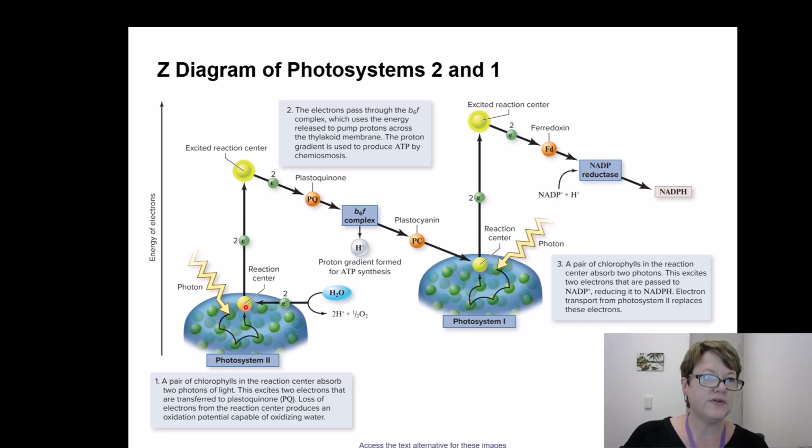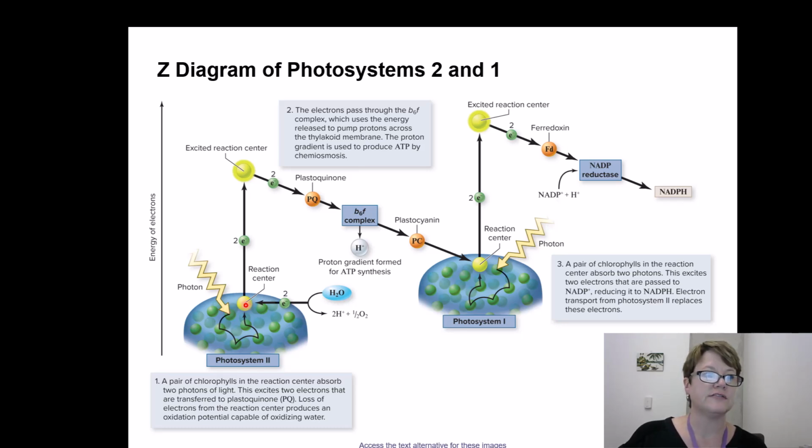And then the next time a photon hits, another molecule of water is split. And the next time a photon hits, another water molecule is split. So this keeps going on and on. And so when the water is split, that process is called photolysis. It just means splitting water with light. But that's what it means. The water is being split. It's really being split by the reaction center, but it's because of the photon hitting it that the reaction center needs more electrons.